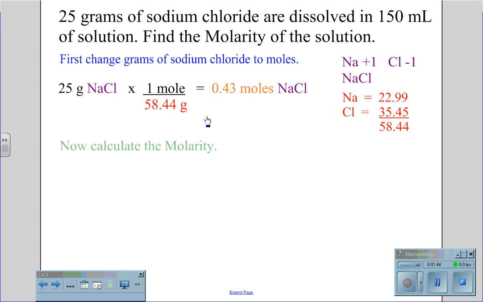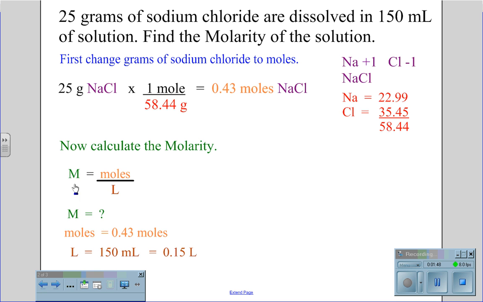Now we can calculate the molarity. We do this first by taking the molarity equals moles over liters equation. We identify each of the knowns and unknowns. So in this case, we are searching for molarity. So the question mark goes with the capital M for molarity. 0.43 is the mole value that we just calculated.